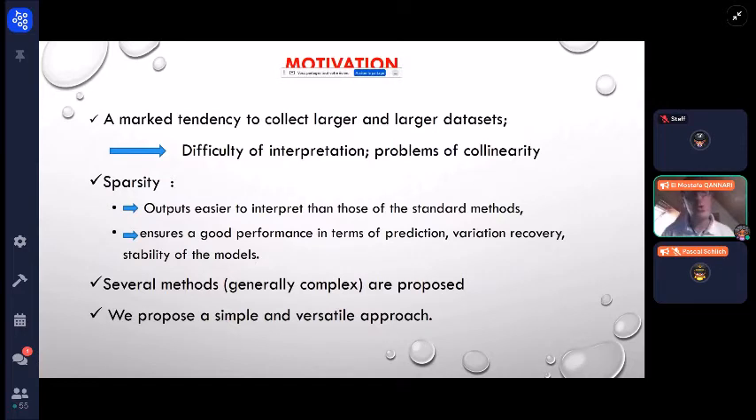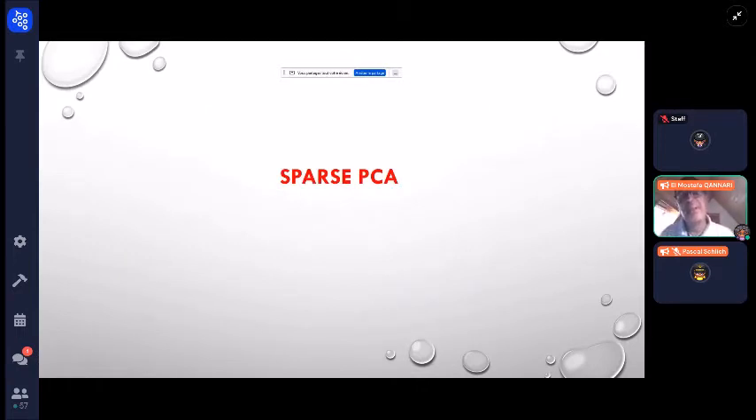As you already know, you have several methods, which are generally complex, to perform sparse methods such as sparse PCA and even more sparse PLS. We claim that what we are going to propose today is a rather simple and versatile approach, versatile in the sense that it can be adapted to other contexts, as you will see in the conclusion. So let us start with sparse PCA.